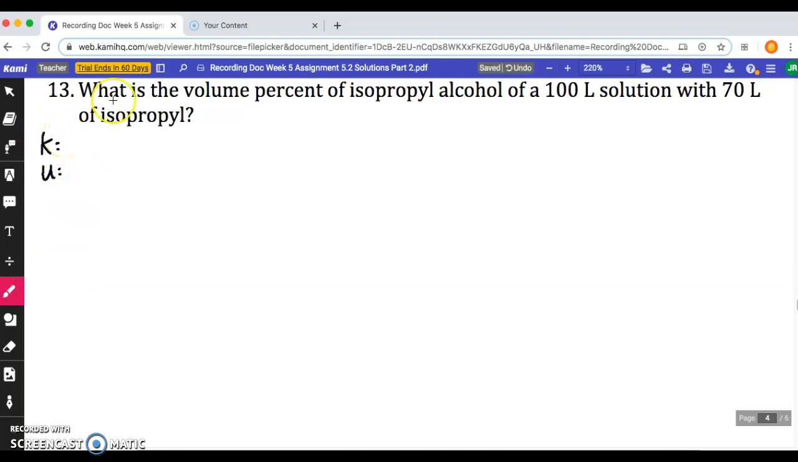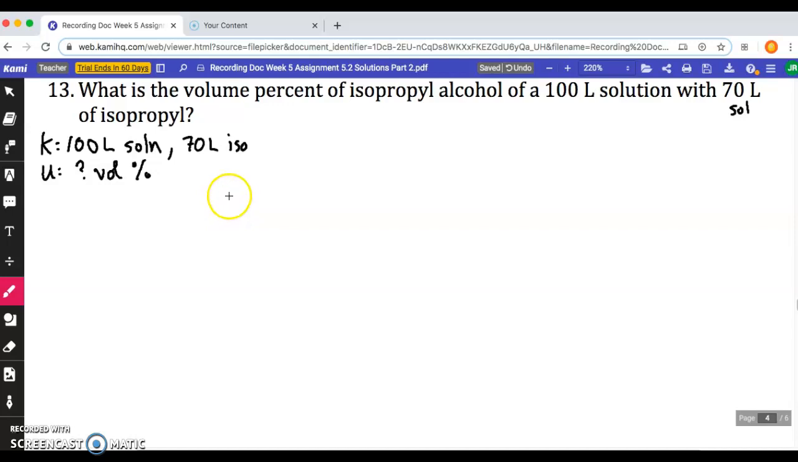The known for this one is the numerical value, again, what's given to you in the word problem. We have 100 liters of the solution, okay, and 70 liters of isopropyl. So if the solution is 100, that 70 liters of isopropyl must be the solute. So we have 70 liters of isopropyl, okay? And remember that this is the solute. Now we are looking for the volume percent. So that is our unknown, the volume percent.